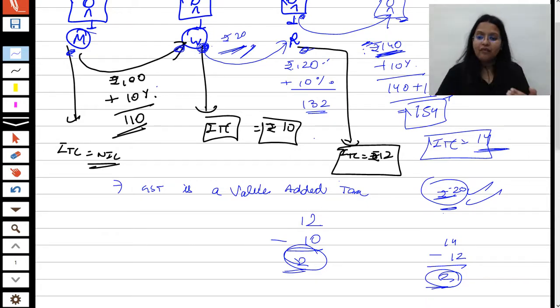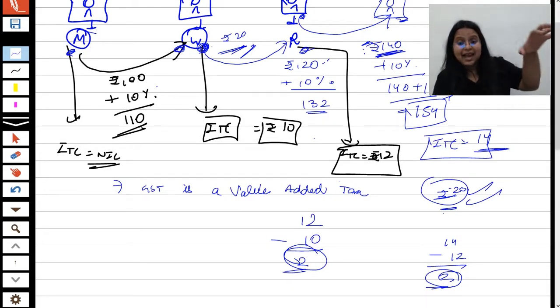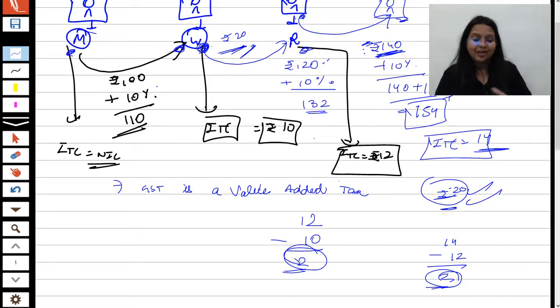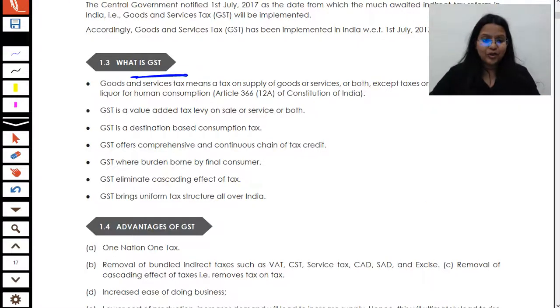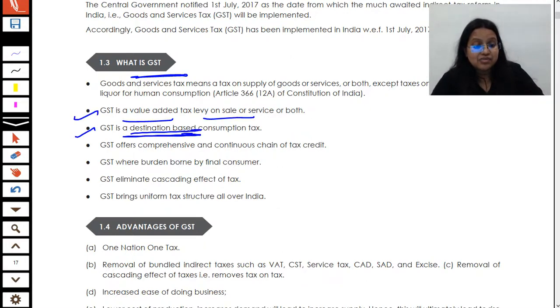Now students, as you have all seen, in every case there is a continuous supply of credit of taxes. It means at every stage the person is claiming, deducting the ITC. Okay. Now let's move on. GST is a value added tax on sale or service or both. I have told you how. GST is a destination based consumption tax. Now how is GST a destination based consumption tax?